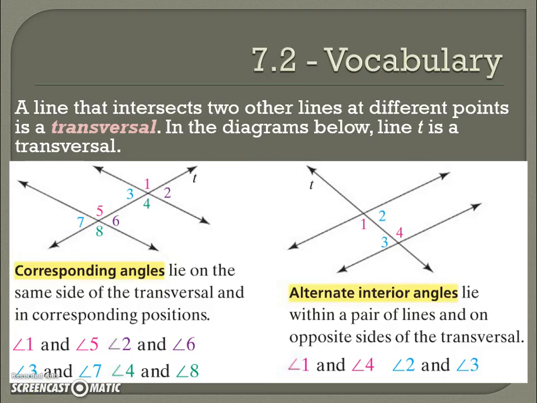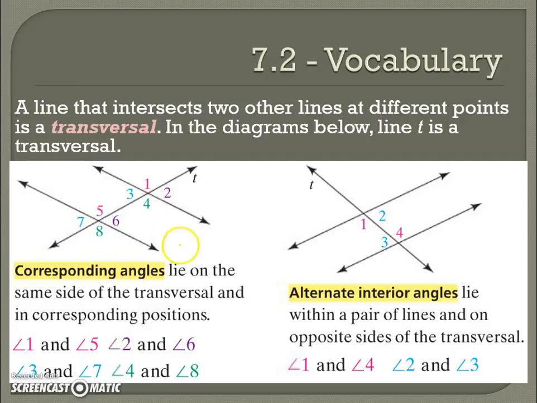So first, here's some vocabulary. Pause and write all this out. A line that intersects two other lines at different points is a transversal. In the diagrams below, line T is a transversal. So here is line T. It's this line. Notice it crosses both this and this line at two different points. Line T on this one is a transversal. It crosses here and here on these two different lines.